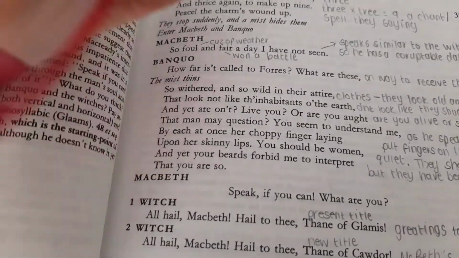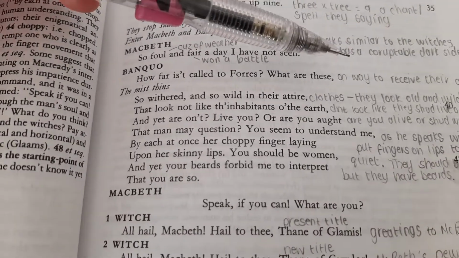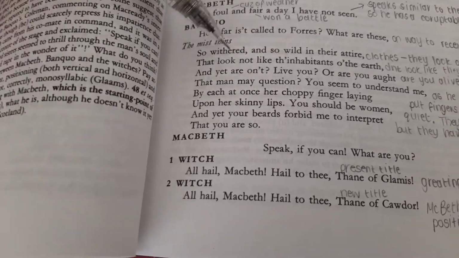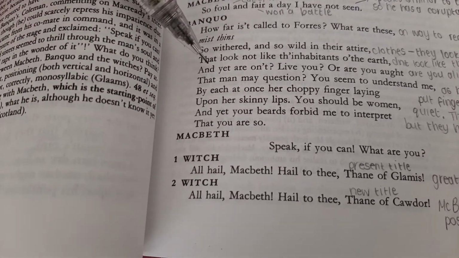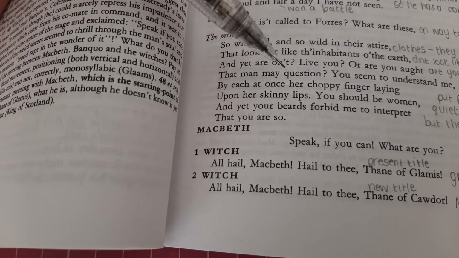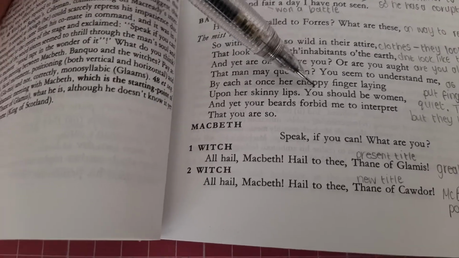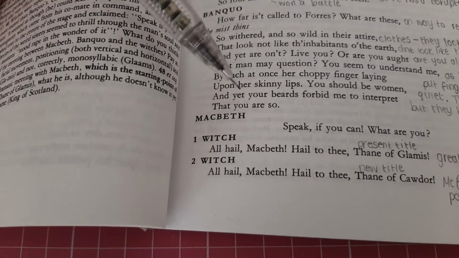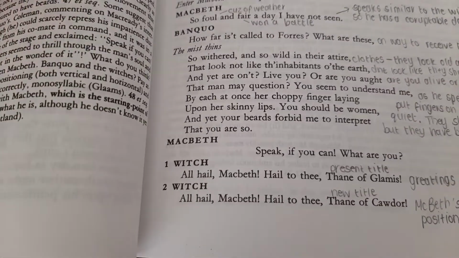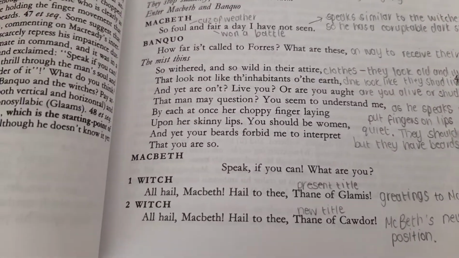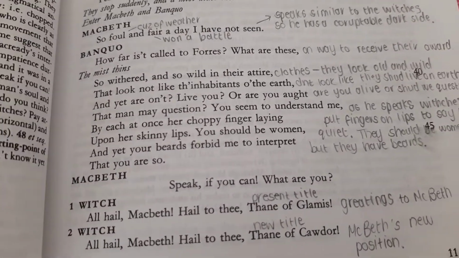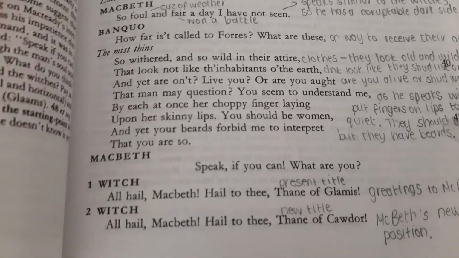So Banquo says, "How far is it called to Forres? What are these, so withered and so wild in their attire, that look not like the inhabitants of the earth, and yet are on it? Live you, or are you aught that man may question? You seem to understand me, by each at once her choppy finger laying upon her skinny lips. You should be women, and yet your beards forbid me to interpret that you are." So you've seen the witches. He's basically saying, you don't look like you're from the earth. They look crazy, if I can put it that way. And he says that he would like to think that they're women, but because they have beards, he cannot say for sure that they are.